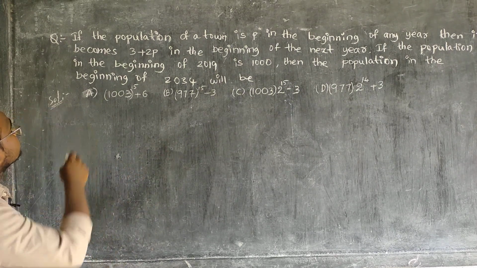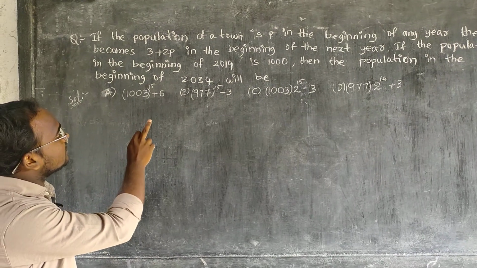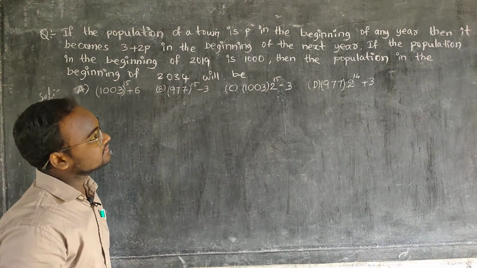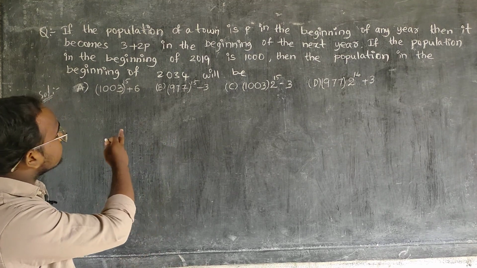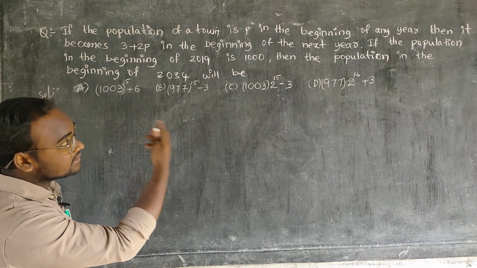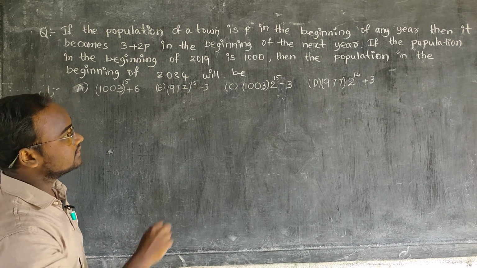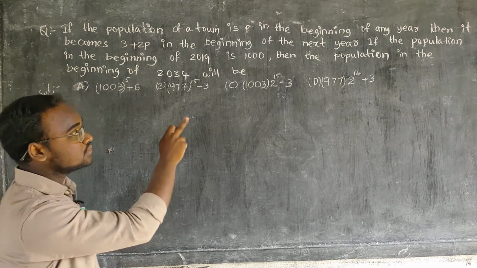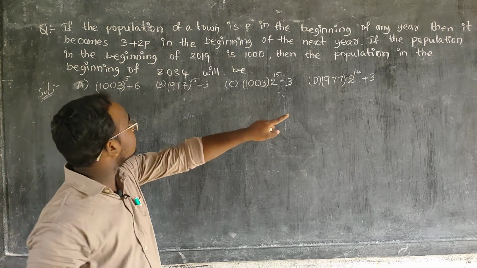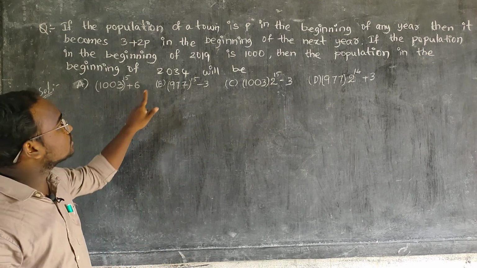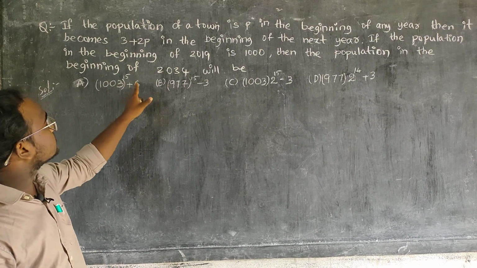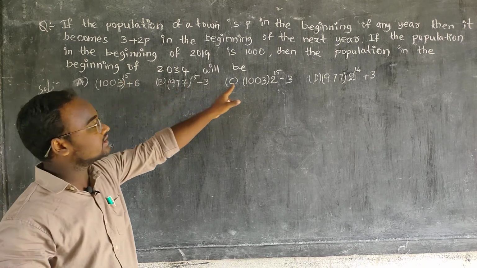What is the question? If the population of a town is P in the beginning of any year, then it becomes 3 plus 2P in the beginning of the next year. If the population in the beginning of 2019 is 1000, then the population in the beginning of 2034 will be? He is asking what is the population at the beginning of 2034.